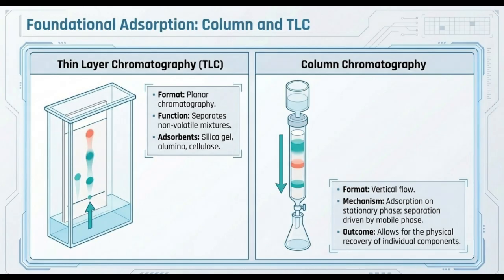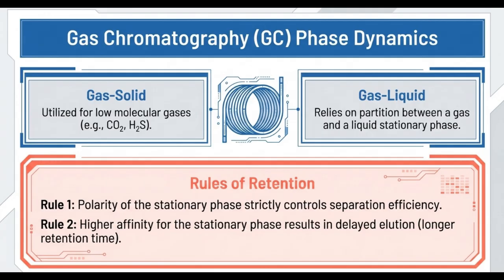Column chromatography, in contrast, uses a vertical glass column packed with the same adsorbents. You pull mobile phase through the column and collect fractions as they emerge. The key difference is that column chromatography allows for the physical recovery of individual components, whereas TLC is typically used only for visualization.